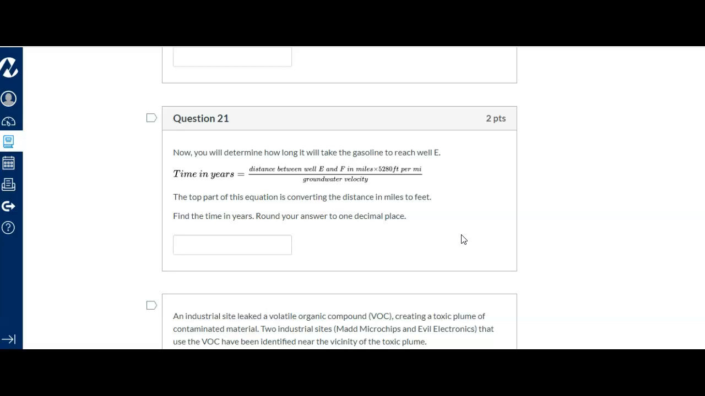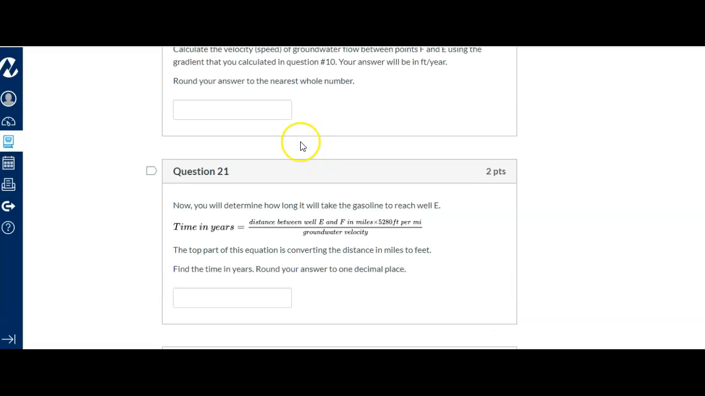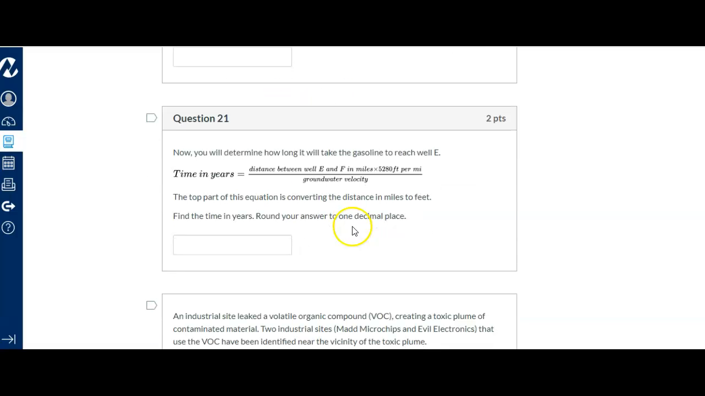Once again, you know that distance. We've already measured it for gradients and things like that. And so you're going to put that in here in miles. This is, once again, a conversion factor. It's changing to the units that I want it to be in. Okay. And then the groundwater velocity you just figured out here. You plug that in, and it'll tell you how long it is going to take for some contamination to travel from well E to well F.